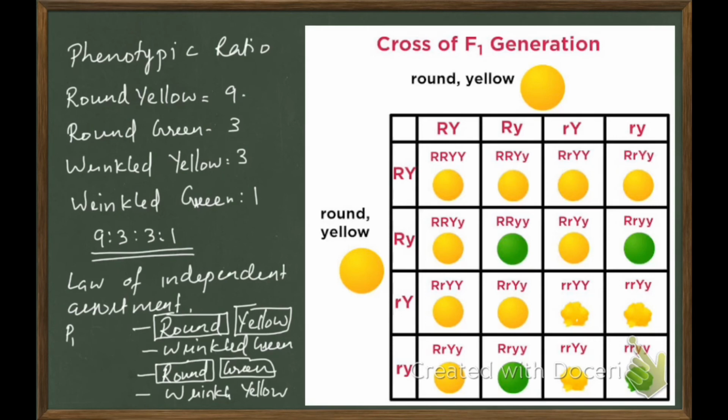These four combinations are only possible if the character roundness and the character wrinkledness, the character yellow, the character green, all these characters move independently. If they are moving independently, then only all these four combinations are possible. This proves that factors are moving from one generation to another independently. This is the law of independent assortment.